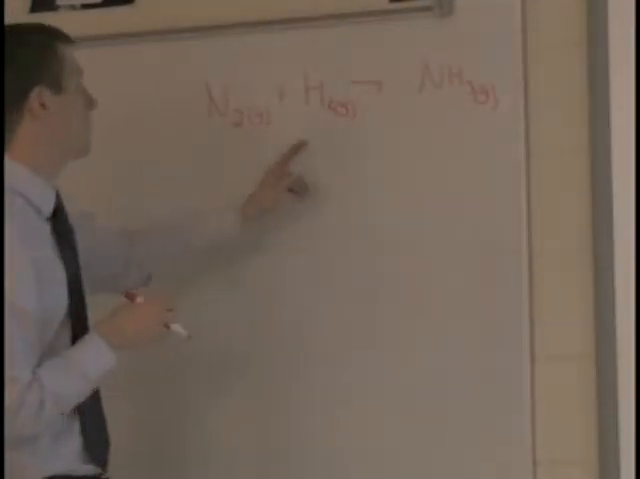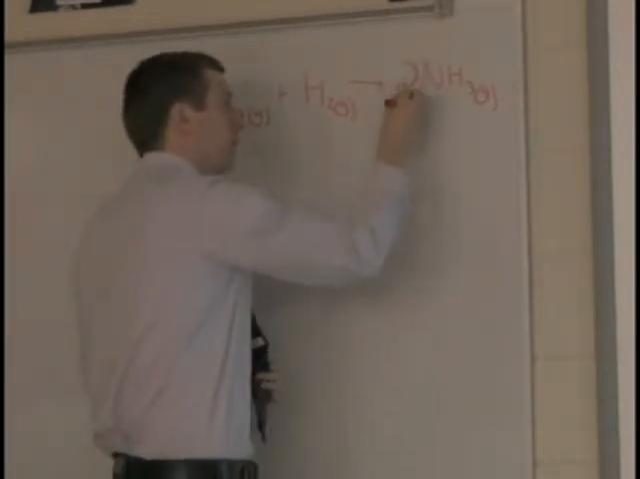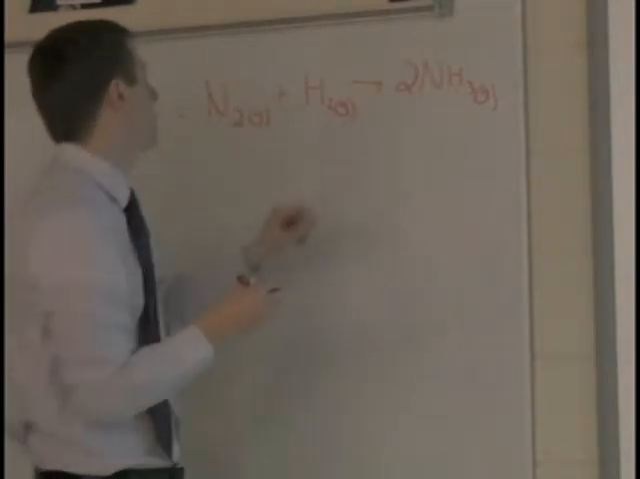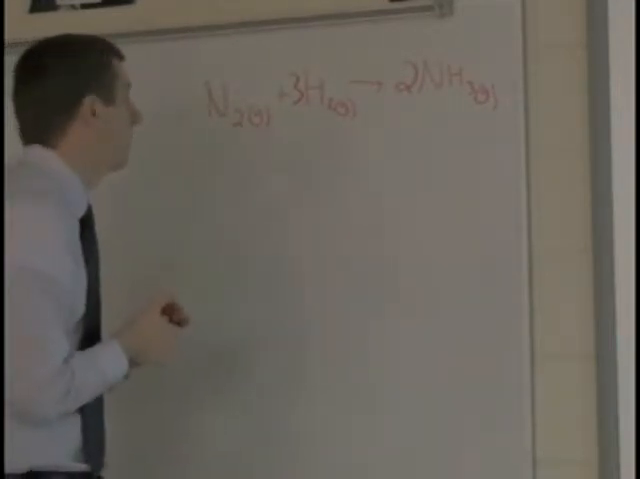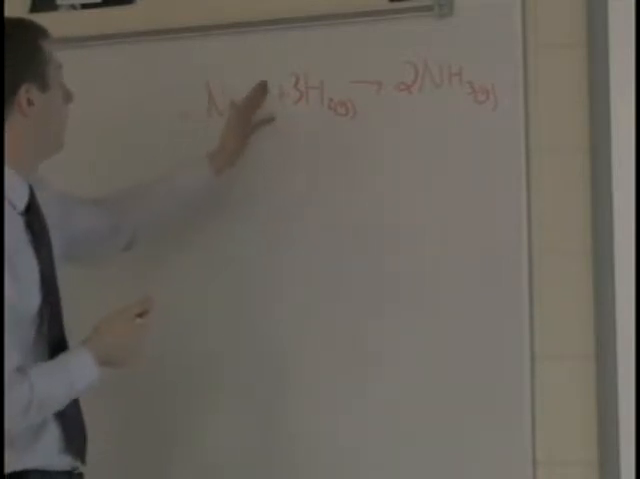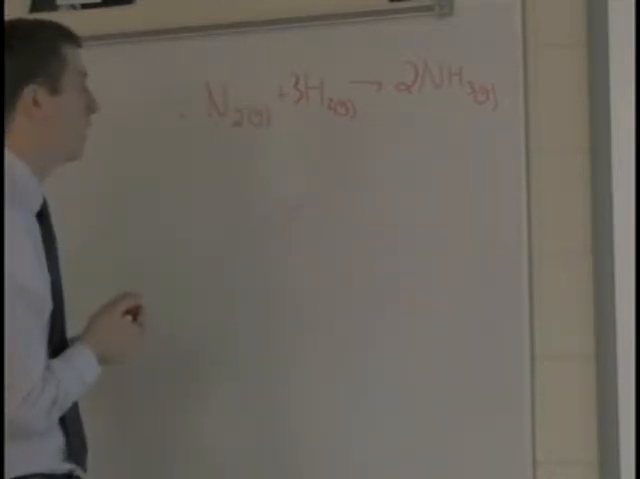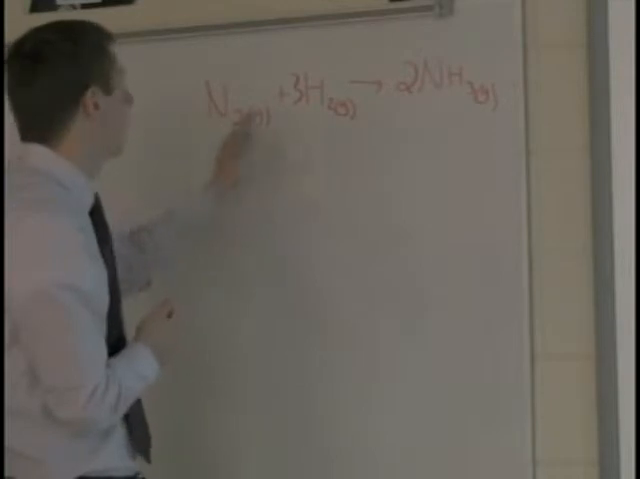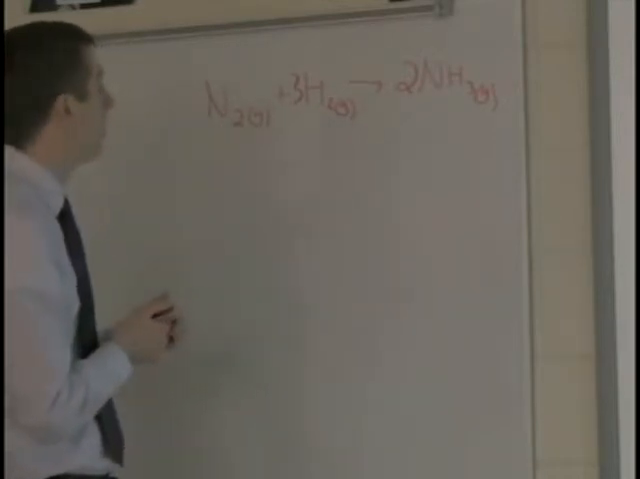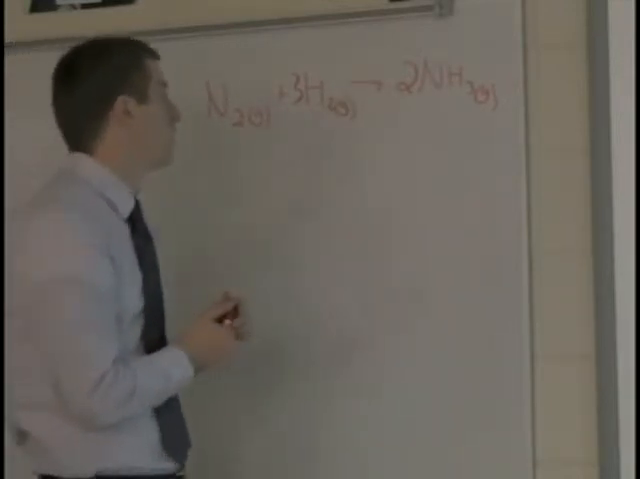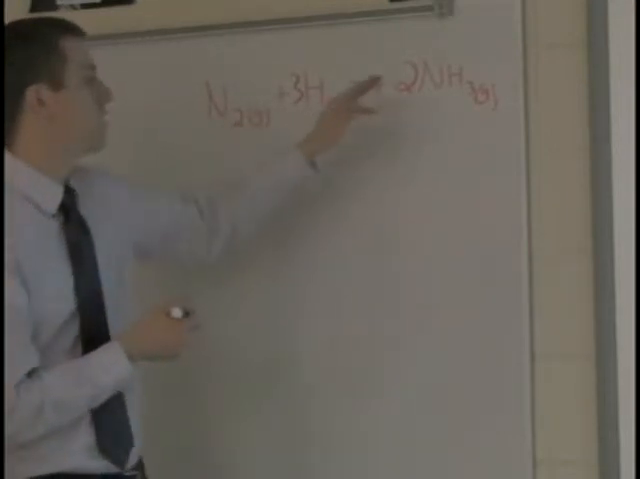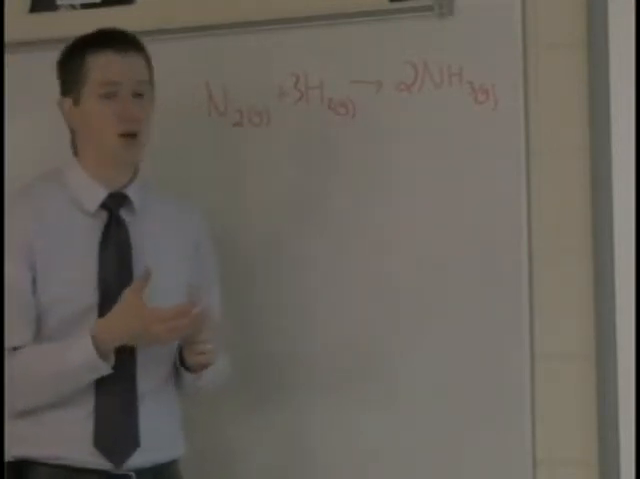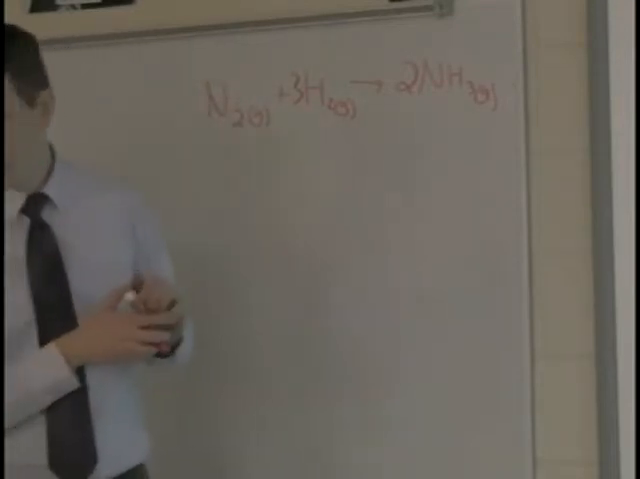First thing within stoichiometry is to balance the equation. I have 2 nitrogens, so let's put a 2 right here. Now I have 6 hydrogens, so let's put a 3 right there. And we should have a balanced equation. What stoichiometry says is I now have a 1 mole to 3 mole ratio of nitrogen to hydrogen. I have a 1 mole to 2 mole ratio of nitrogen to ammonia. I have a 3 to 2 ratio of hydrogen to ammonia. So the coefficients in front of each compound give you the ratio of one thing to another.